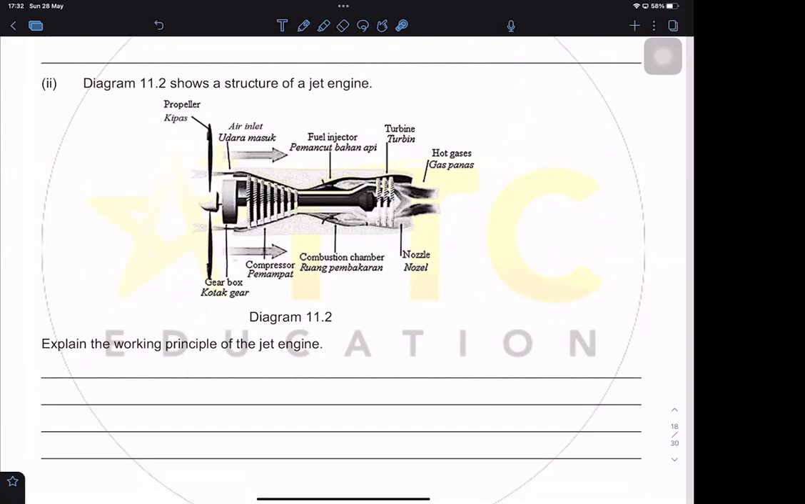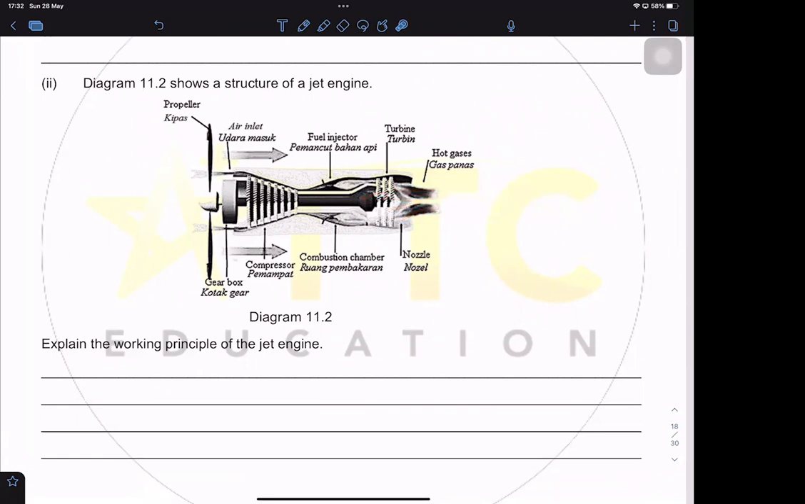So a jet engine, how does it work? A jet engine works by getting the fuel inside the combustion chamber and then burning the fuel. When I burn the fuel, I get a lot of hot gas. You see, this question even tells you there's hot gas already. So the hot gas will shoot out the back. Okay, the hot gas shoots out the back. So we start from there.